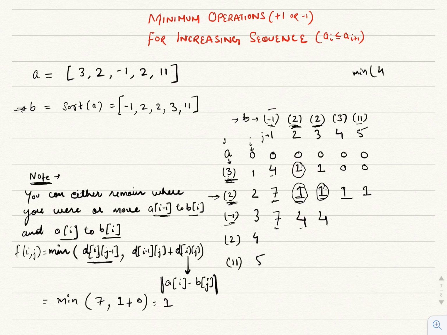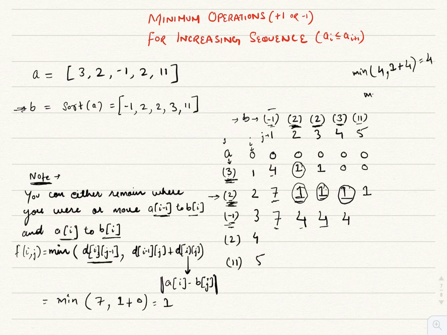Either we're going to remain where we were, which is this 4, or we're going to move the previous element to the current element, 2 to 3. The cost of it was this 1, plus we're going to move minus 1 to 3 as well. So minus 1 to 3 is going to cost us 4 operations. So the minimum will be 4.